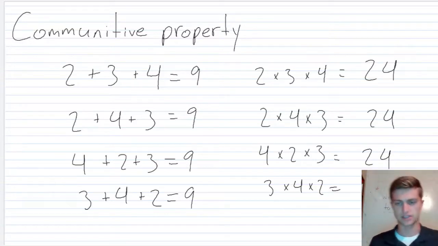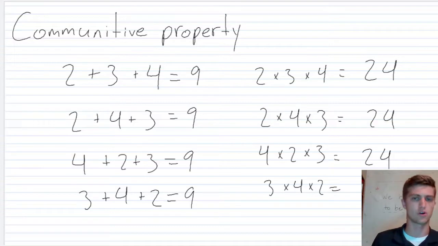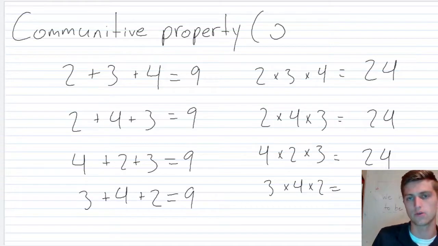So it just tells us we can change the order as long as it's either all addition or all multiplication, and the answer will be the same. So our keyword for commutative is order.